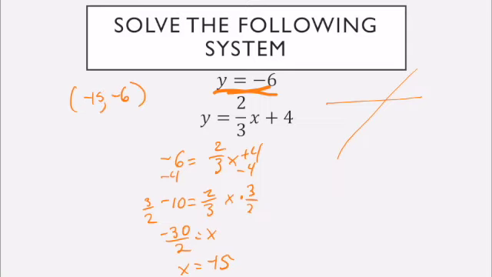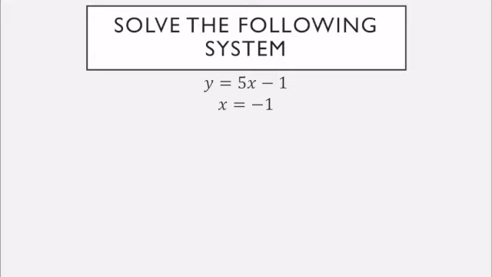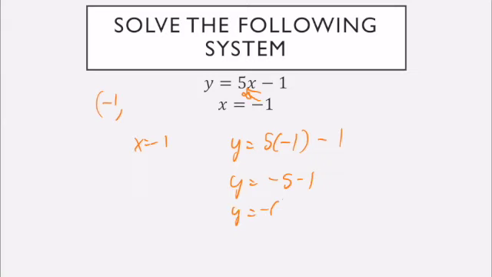What about the line y equals 5x minus 1 and x equals -1? Well, I already know that x equals -1. So then I can just solve for y. Okay? Y equals 5 times -1. So I'm substituting it in. Minus 1. Y equals -5 minus 1. So y equals -6. So here's our point of intersection.